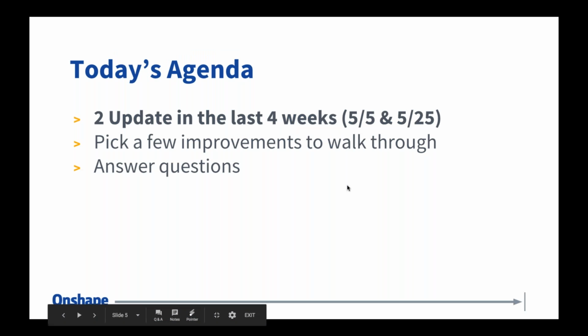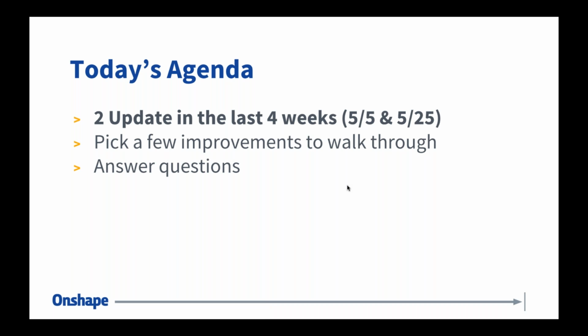Now, the agenda today is pretty straightforward. The last time that we had a What's New webinar was, I believe, May 2nd. And a few days after that webinar, we had an update. So on May 5th, we had an update. And we also had another update on May 25th. So May 5th and May 25th are both updates we're going to cover in this webinar. So there's been 2 updates in the month of May that we're going to discuss.